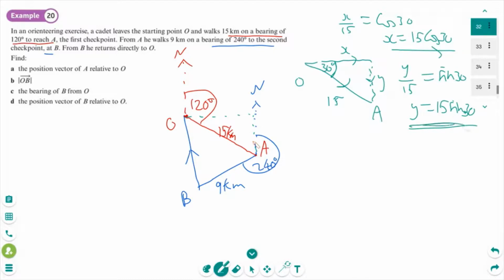If you work these out on the calculator, 15 cos 30 is about 13.0. 15 sine 30 is 15 times a half, which is exactly 7.5, but it's downwards. In terms of i and j, it's minus 7.5j. So that is the position vector of A relative to O.